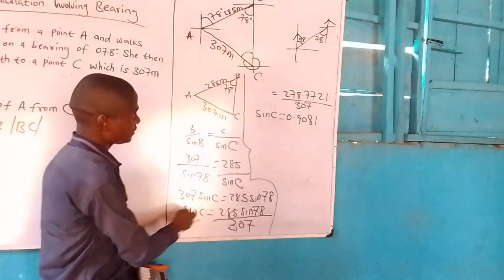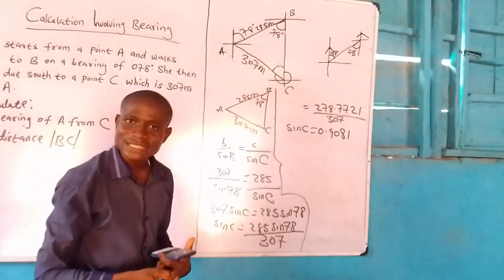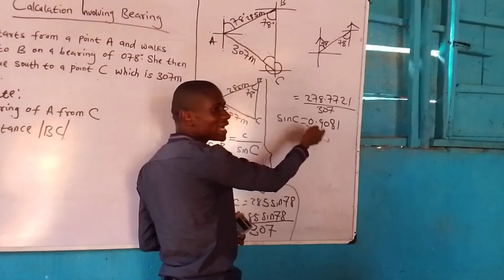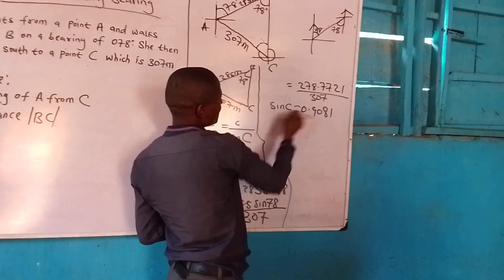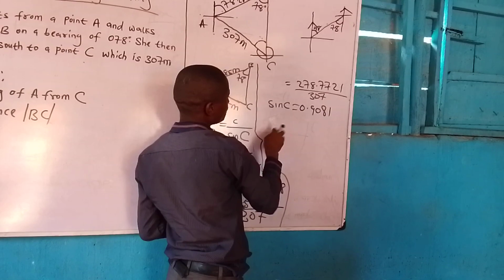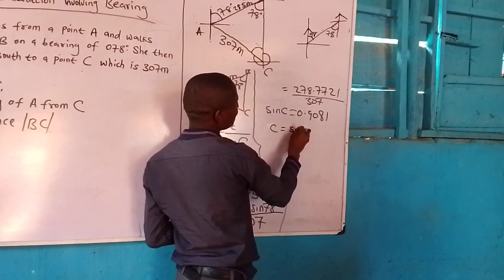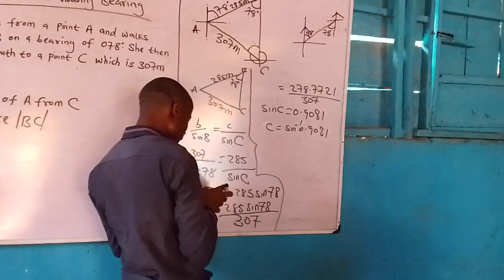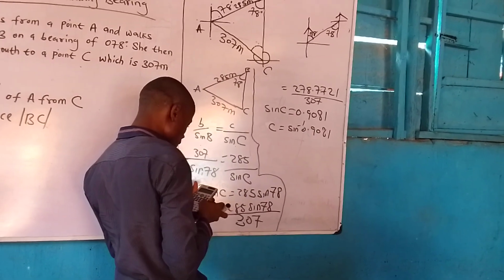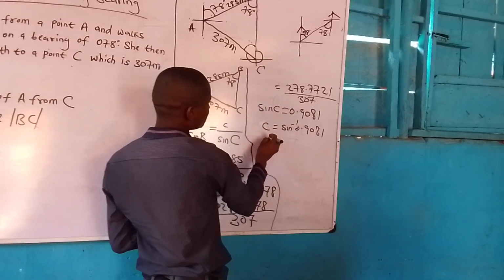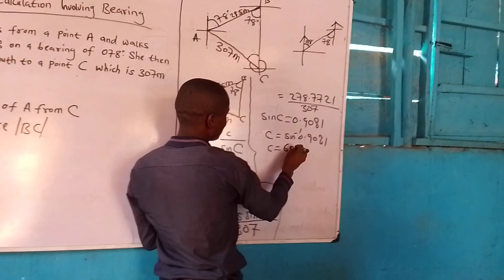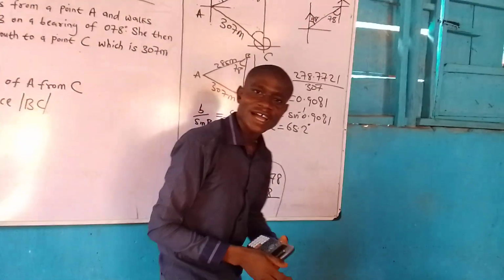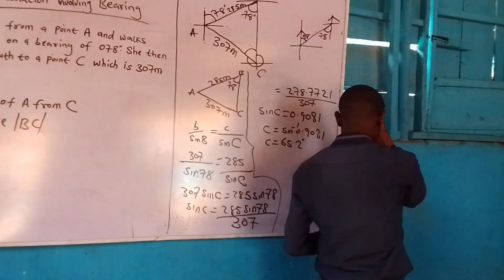This sine C here is equal to this. But we have not gotten the answer they want us to get. We have not gotten the angle. The angle is found by taking the sine inverse of this. So C equals sine inverse of 0.9081. If you press the sine inverse of the number, it will give you C equal to 65.2. So our angle here is 65.2.